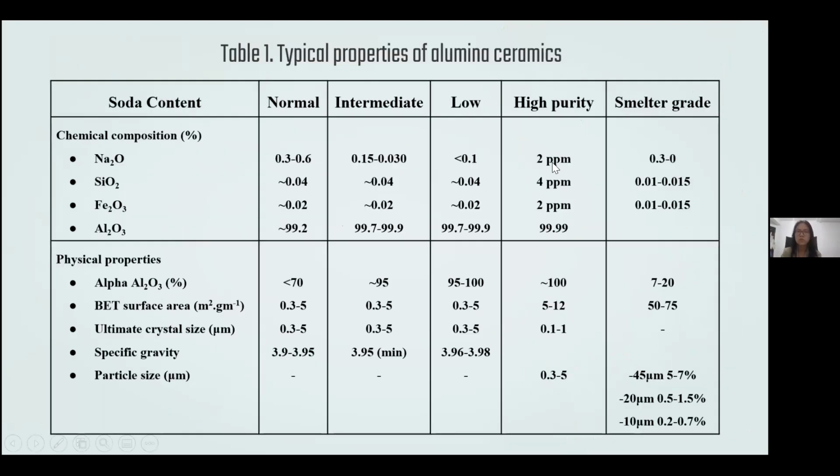And here are the typical properties of alumina ceramic. As you can see, it could vary. For the alumina, it could be about 90%. It could be another percentage as well, but here is an example of the composition. There are also the physical properties: the alpha alumina oxide, the BET surface area, the ultimate crystal size, the specific gravity, and particle size.